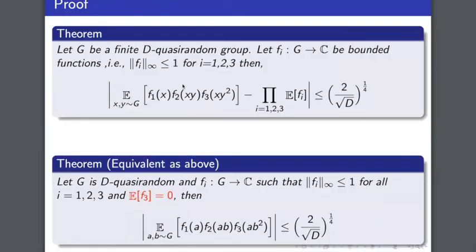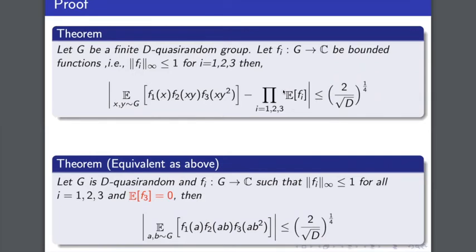Now let's talk about the proof of the theorem. This is the theorem we are interested in proving, and it is equivalent to proving this statement. These two theorems are almost the same, except that over here we have this additional assumption that the expected value of the function f3 is 0. And that allows us to remove this product of expectations term.